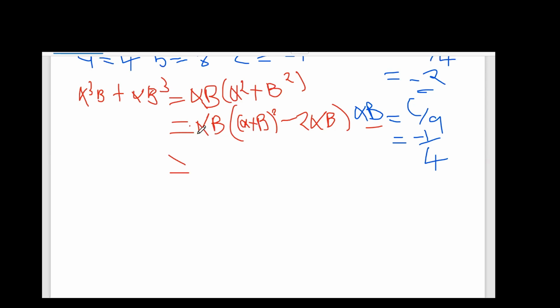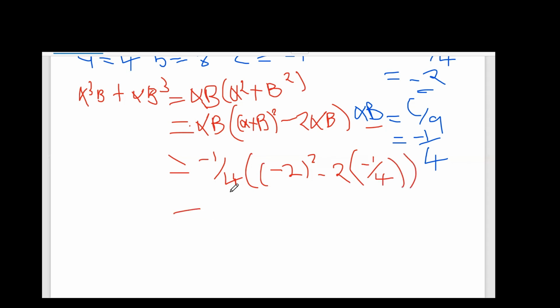So I was saying we found alpha beta there, alpha plus beta, then again alpha beta there. So we can put in the values. We know that alpha beta is just -1/4. Then this side we have alpha plus beta squared. So we know that alpha plus beta is -2, so -2 squared. Then you have -2. Then your alpha beta again there is -1/4. Okay, so simplifying this, what do we get?